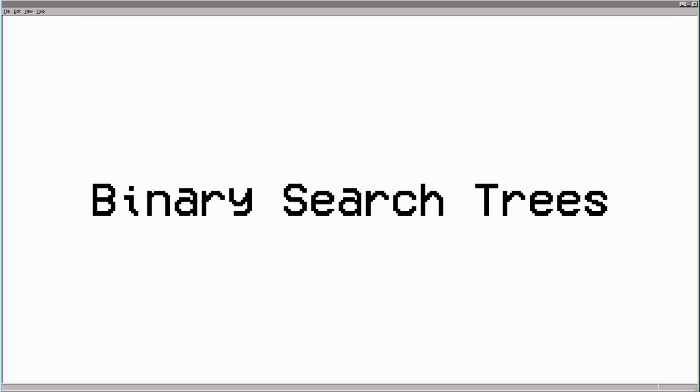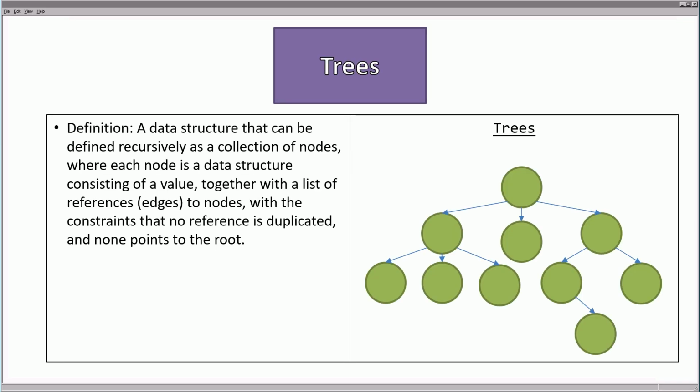Today, we're going to discuss binary search trees. Trees are fairly popular data structures used in computing, and a tree is a data structure that can be defined recursively as a collection of nodes, that seems familiar, where each node is a data structure consisting of a value together with a list of references. That also seems familiar. With the only constraint being that no reference is duplicated and none of them point to the root.